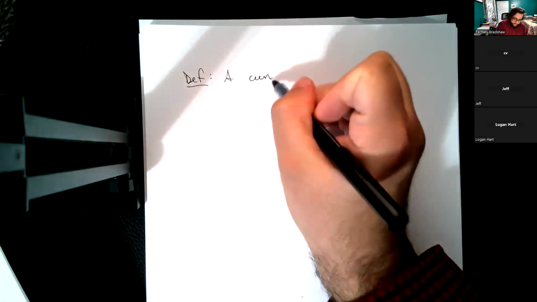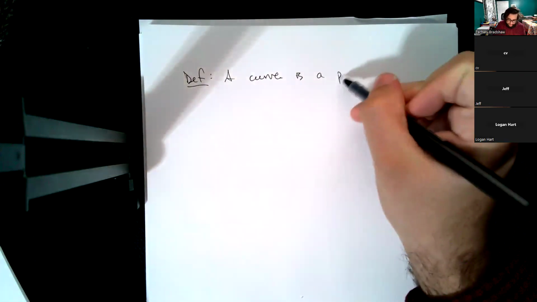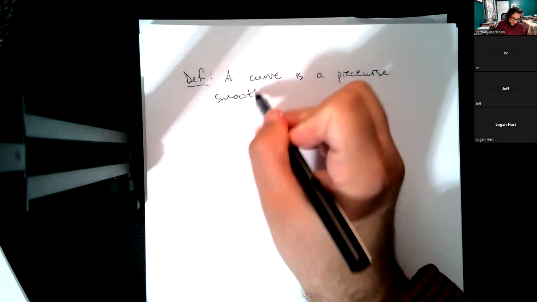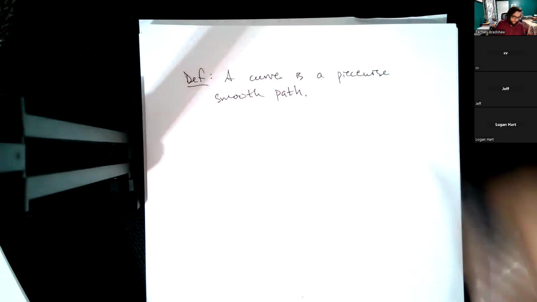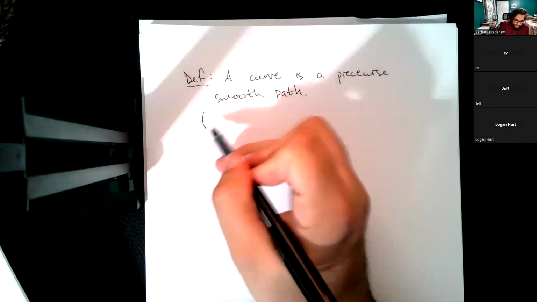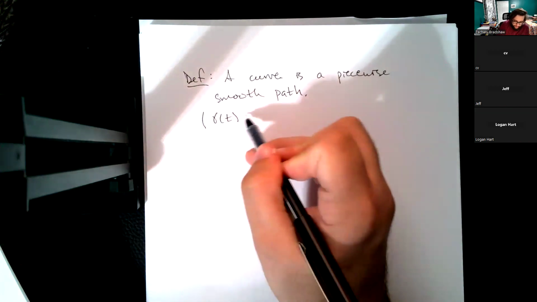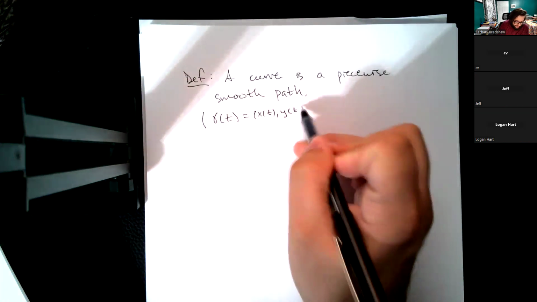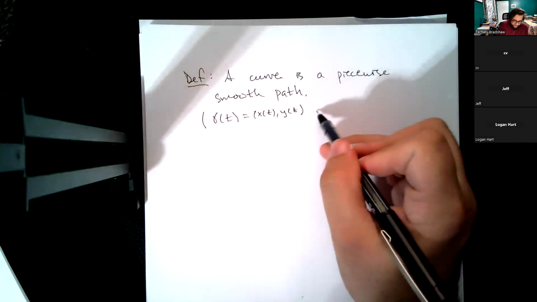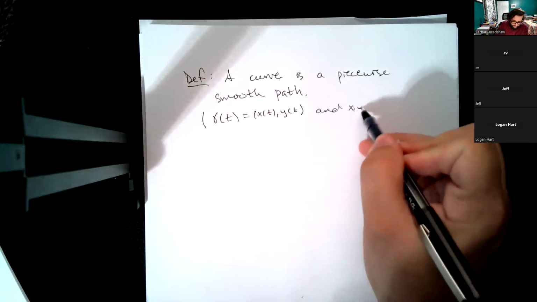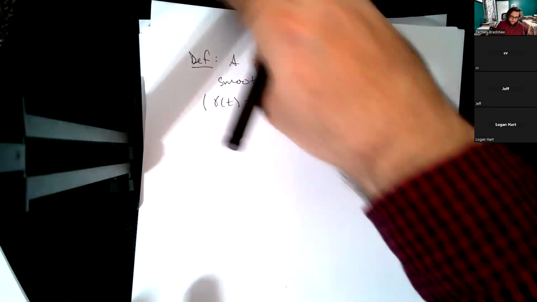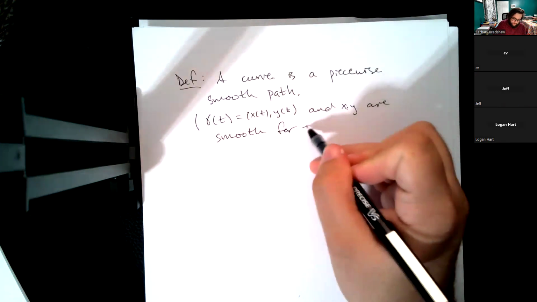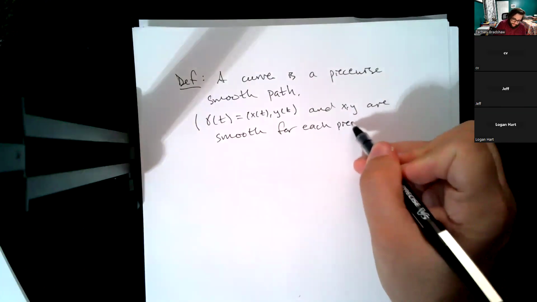So a curve is a piecewise smooth path. So what does that mean? That means we have gamma of t equals x of t, y of t, and x, y are smooth for each piecewise component.